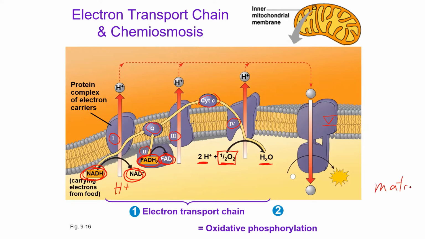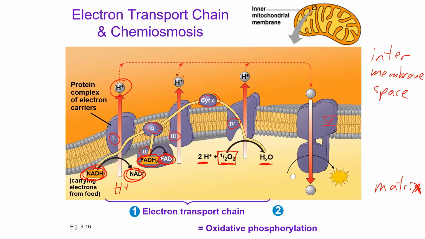This is the matrix. And up here is the intermembrane space. And so those protons are being transferred or pumped from the inside in the matrix to the intermembrane space. So up here, now we have all these protons. Some are getting transferred or pumped by complex 1, some by complex 3, some by complex 4. Complex 2 doesn't pump any protons. Not sure why that is, but it doesn't really matter.